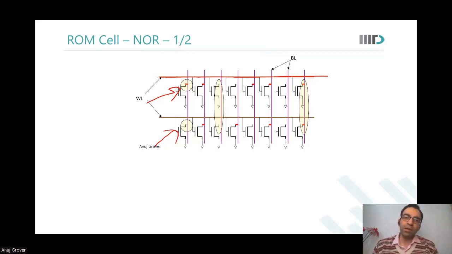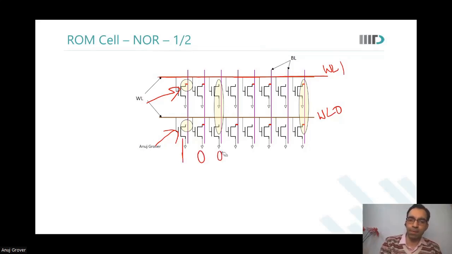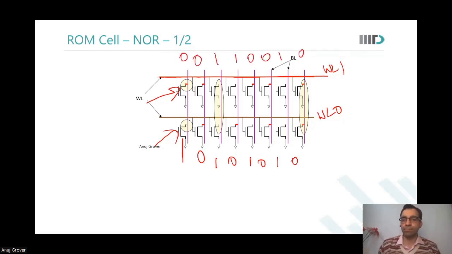Okay, tell me one thing. When I select word line 0, let us say the bottom one is word line 0 and the top one is word line 1. What will I read if I select word line 0? Yes, sir. 1 0 1 0 1 0 1 0. If word line 1 was selected, what would I read? So above, 0 0 0 1. Yeah. So that is how we have programmed the memory there.